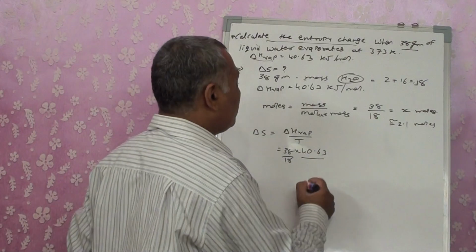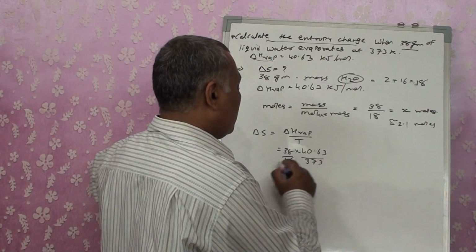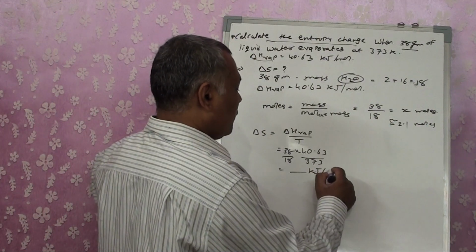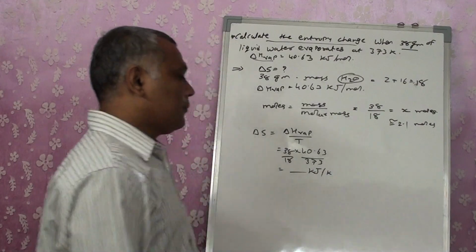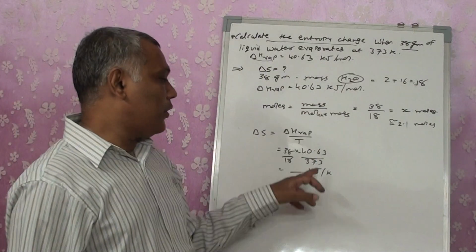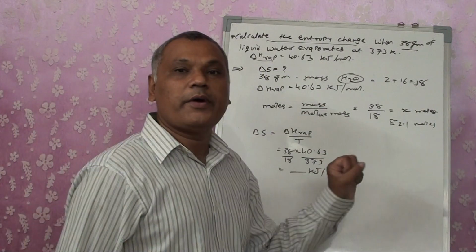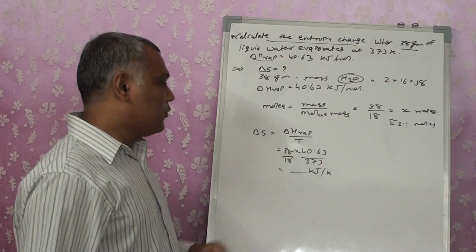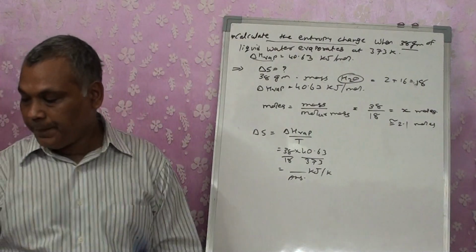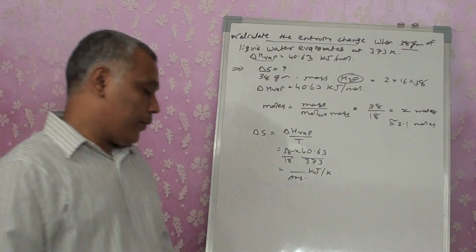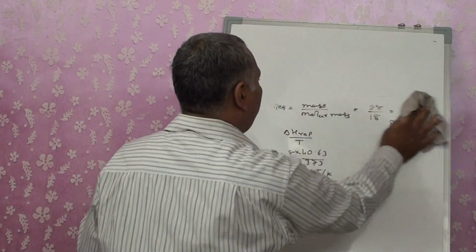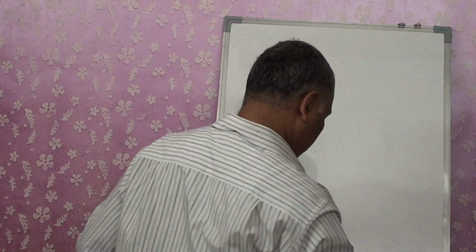And the temperature is given to us, that is 373. So this one will give me the answer in kilojoule per Kelvin. The unit will be kilojoule per Kelvin, because again we took it in kilojoule only. We did not multiply this time by 10 raised to 3. So that value is going to give me the change in entropy. Is it clear? Okay.